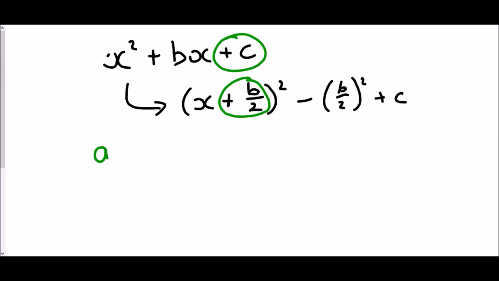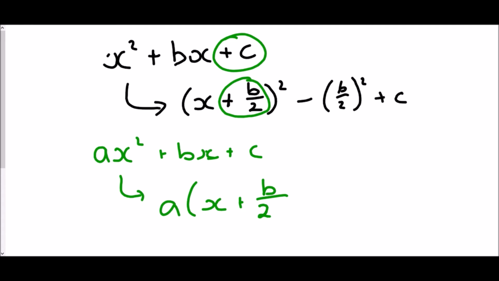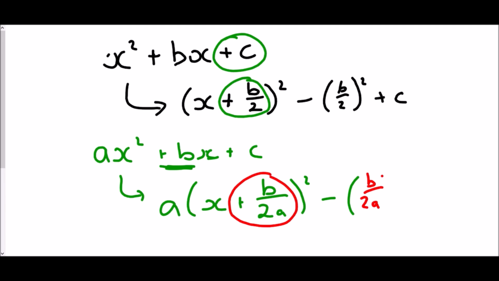If it happened to be ax squared plus bx plus c, well, in this case we would make it a brackets x plus, but in this case it would be b over 2a, because we would have divided the b, the value in front of x, by a already and then by 2, and that's going to be squared. And then we will take away the same thing again, the value that's on the inside of the bracket, so b over 2a squared, and then finally add on c at the end.